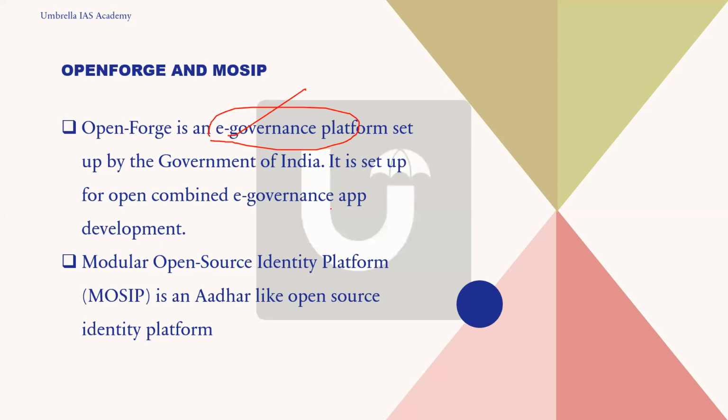Next, MOSIP is the Modular Open Source Identity Platform. These Aadhaar based things are there, right? So for other countries, if you are developing an app similar to Aadhaar, it is called a modular open source identity platform. Basically, MOSIP is an identity platform, and recently one of the IITs, I think, is helping to implement MOSIP in some countries. They are creating something like Aadhaar infrastructure in those countries. So just remember the basic words. If you see MOSIP, remember Aadhaar. If you see OpenForge, remember e-governance.